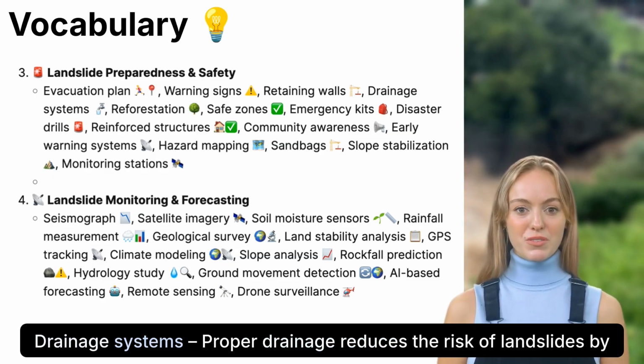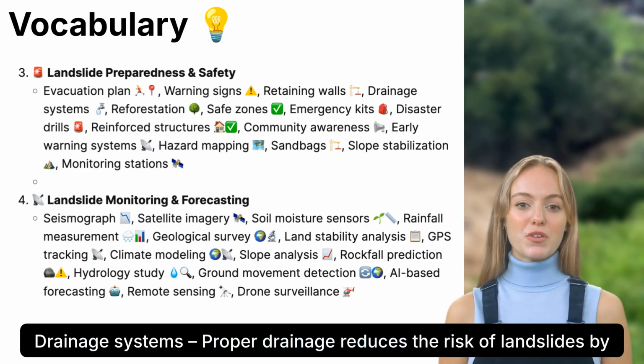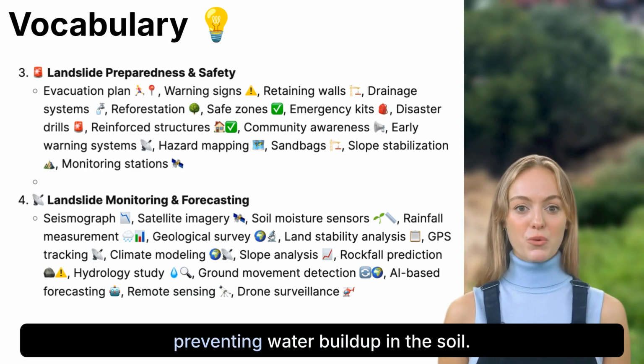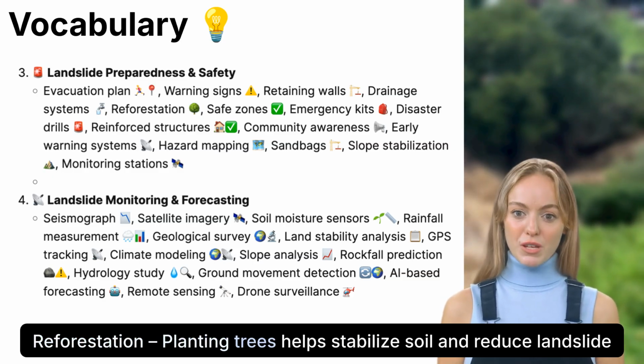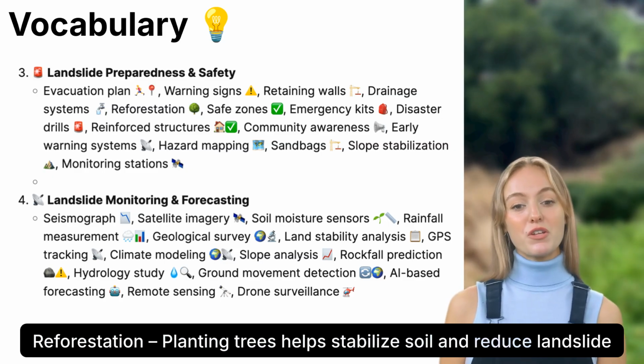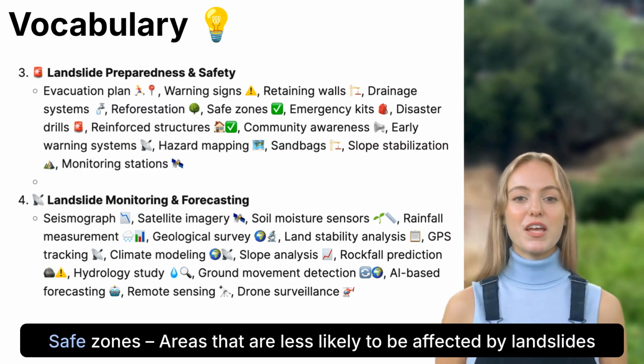Drainage systems. Proper drainage reduces the risk of landslides by preventing water buildup in the soil. Reforestation. Planting trees helps stabilize soil and reduce landslide risks. Safe zones.